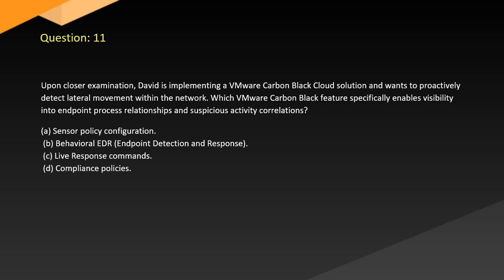Question 11. Upon closer examination, David is implementing a VMware Carbon Black Cloud solution and wants to proactively detect lateral movement within the network. Which VMware Carbon Black feature specifically enables visibility into endpoint process relationships and suspicious activity correlations? A. Sensor policy configuration. B. Behavioral endpoint detection and response. C. Live response commands. D. Compliance policies.